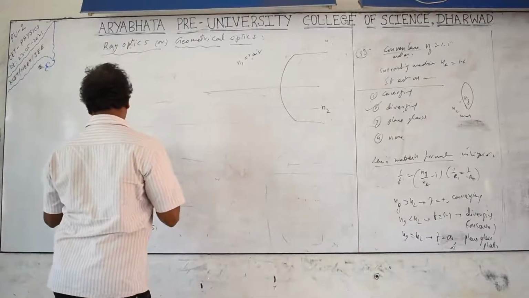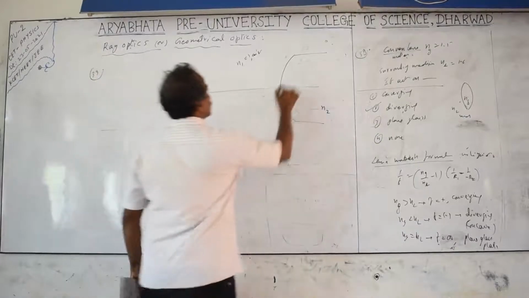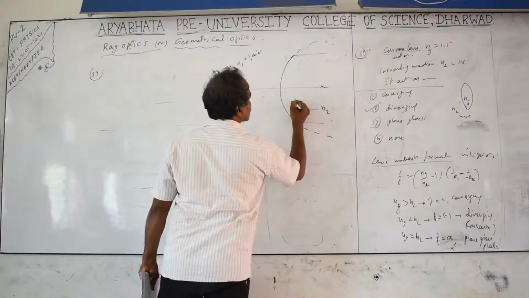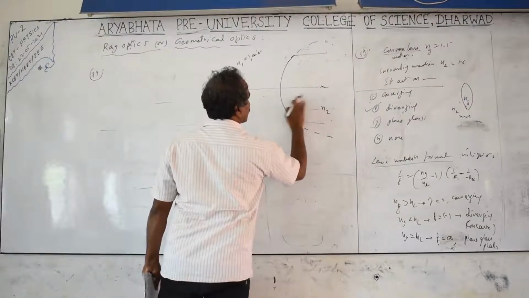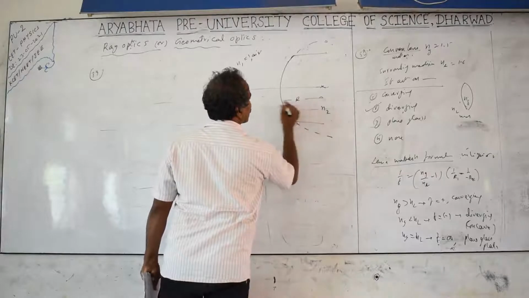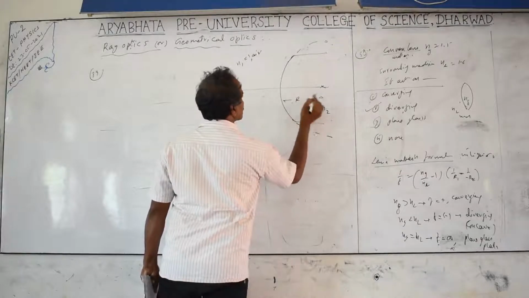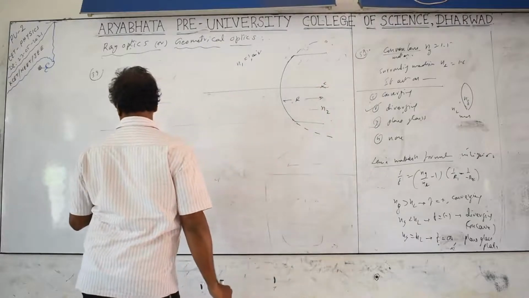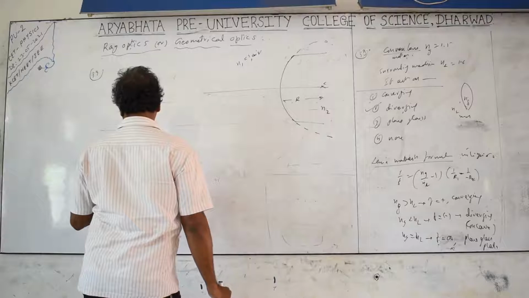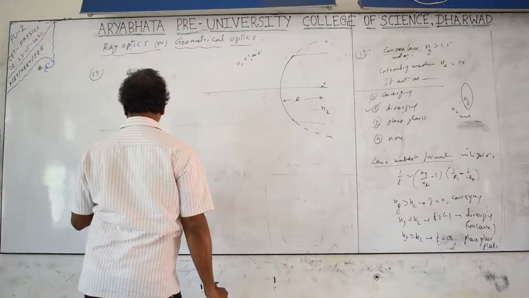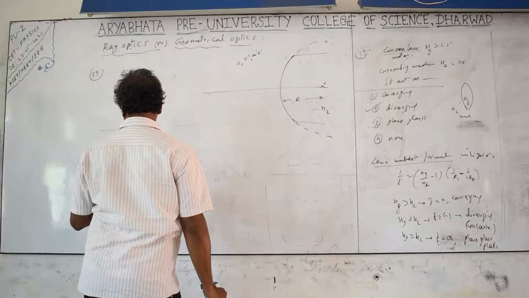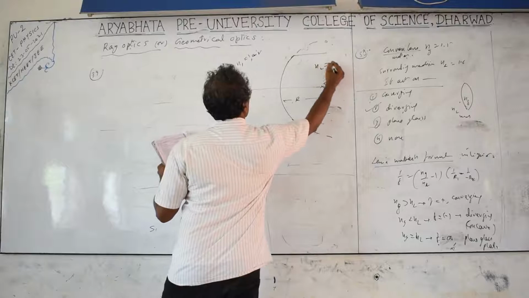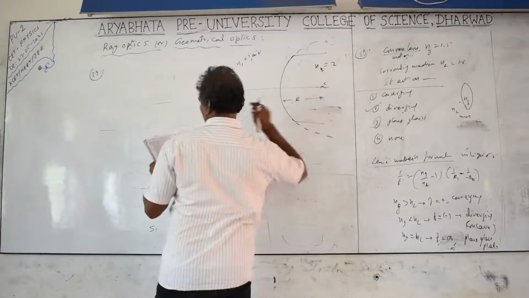A spherical convex refracting surface has a radius of 12 centimeters. Not mentioned means you take it as right side positive only. Its radius is nothing but this radius, equal to 12 centimeters, which is positive. This is the center of curvature. If light is incident in air, n equal to 1, and is refracted into the medium having refractive index equal to 2, this n2 is equal to 2. Refractive index of the medium is 2.